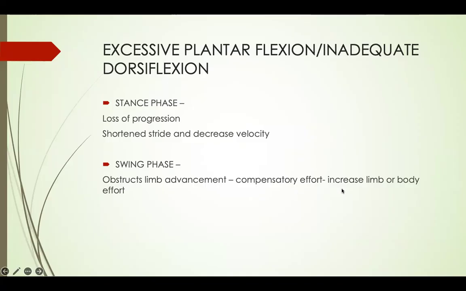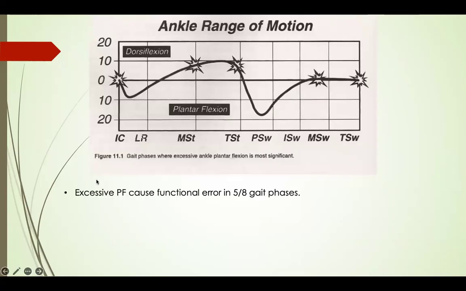Compensatory effort will be increased limb or body effort to lift the leg off the ground and advance. If there is excessive plantar flexion, this will functionally affect 5 out of 8 phases of gait. There are 5 phases which involve dorsiflexion of the foot: initial contact, mid stance, terminal stance, and the swing phase.